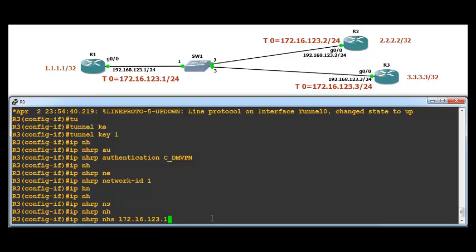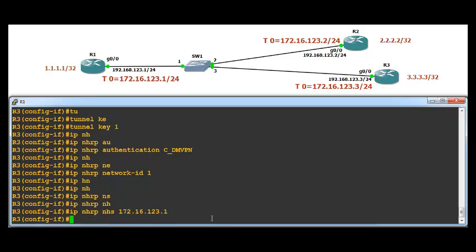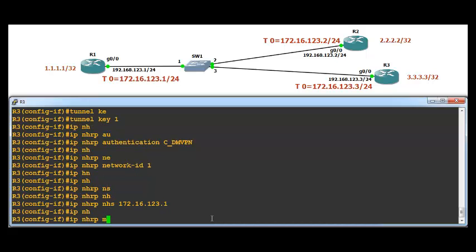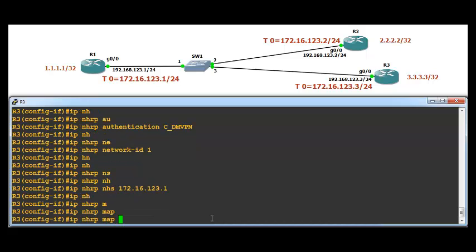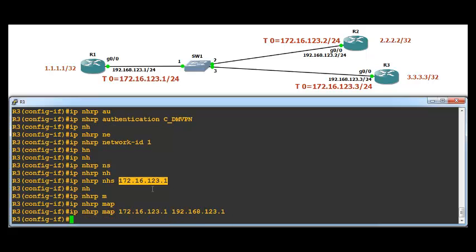172.123.123.1 is the tunnel IP address of the hub. Okay. Now, how do I go there? I don't know how to go there. I need to use the map command. Map: if you want to go to this address, go to where? 192.168.123.1. Does that make sense? Yes, sir. Alright. What is next?